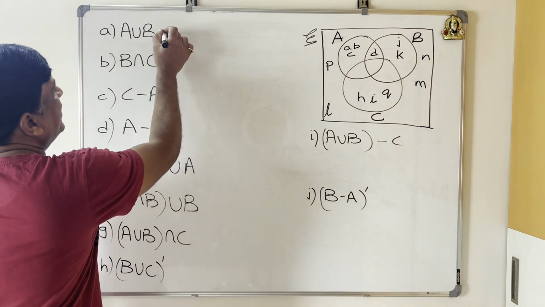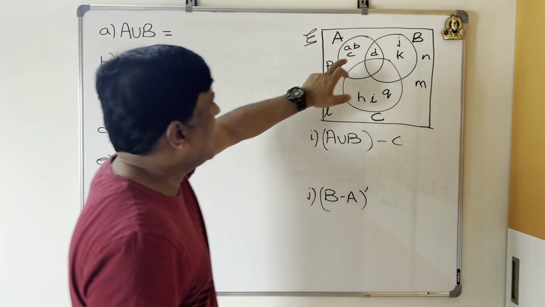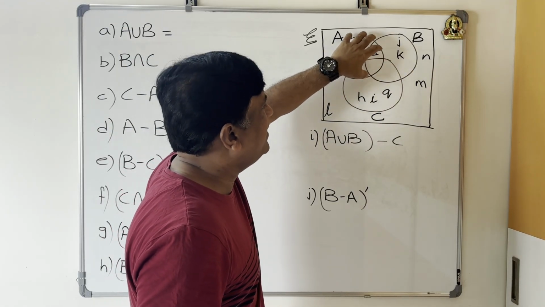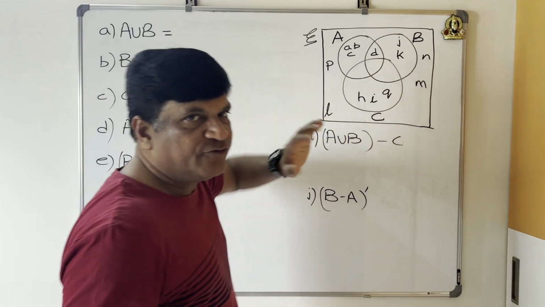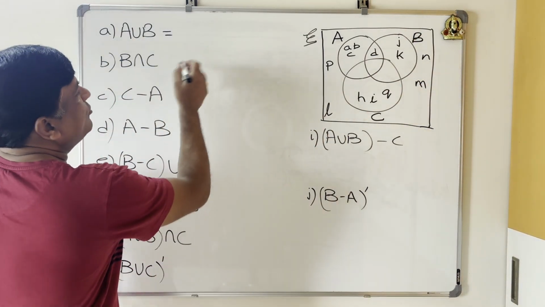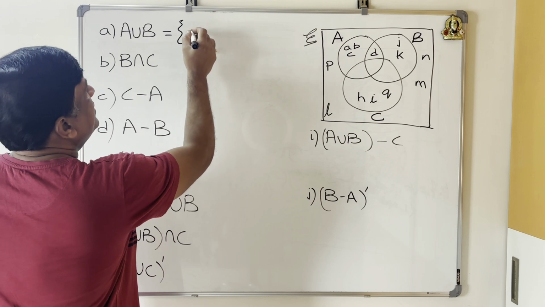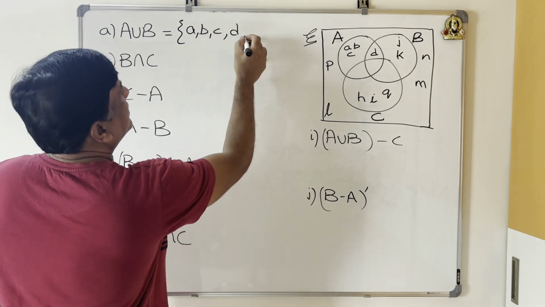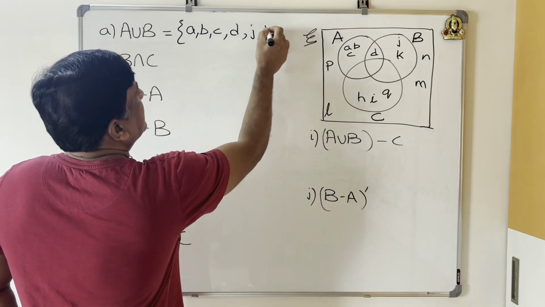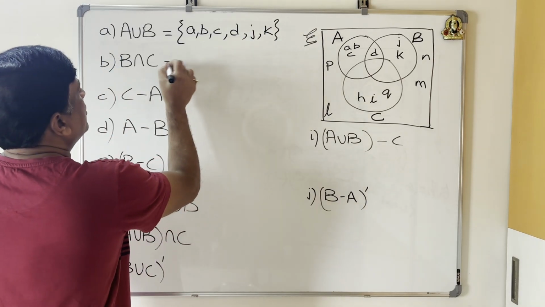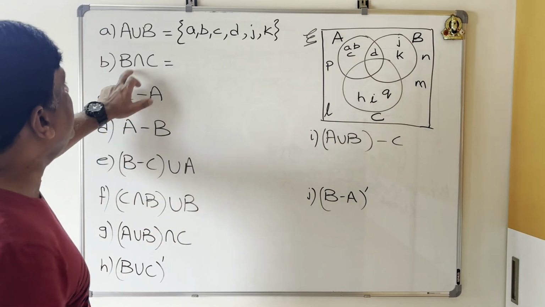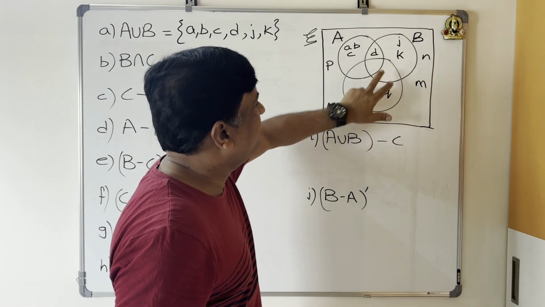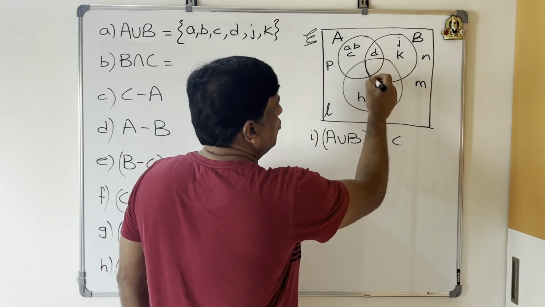They are asking us to find A union B. A union B means elements which are there in A or B. So union means you need to take into account everything. So it will be A, B, C, D, J and K. Look at it. Done. Go to the next one. B intersection C. Do you have anything in B intersection C? This is the area they are talking about.